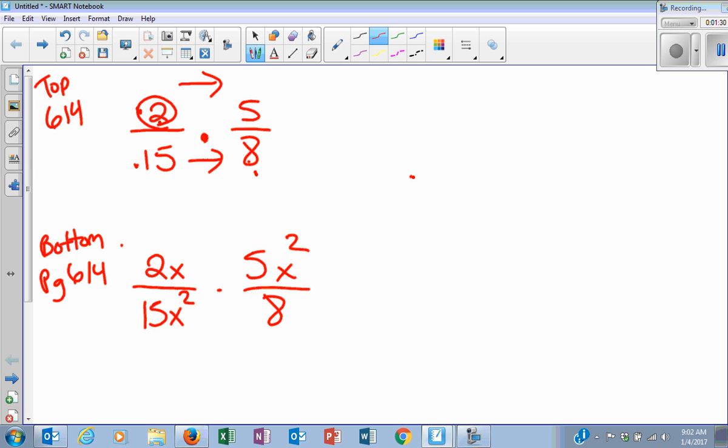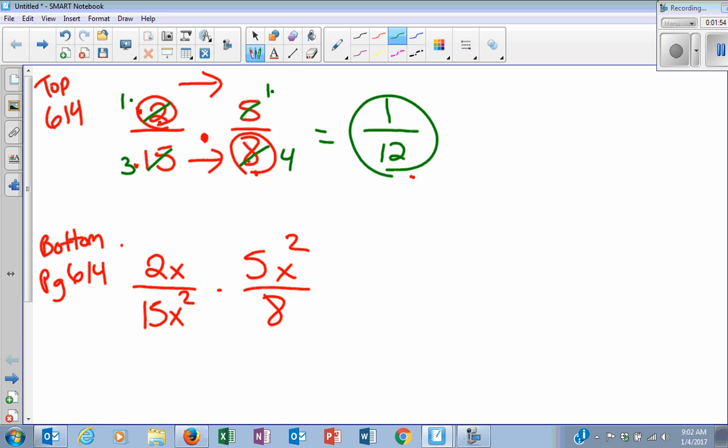So here we go. The 2 and the 8 have something in common, so this can cancel out. Actually, I'm going to write in a different color. This simplifies to a 1 because 2 goes into it 1 time. 2 goes into this 4 times. The 15 and the 5 have something in common. 5 goes into this once. 5 goes into this 3 times. And then I multiply 1 times 1, which is 1, over 3 times 4, which is 12. 1/12 would be my answer.